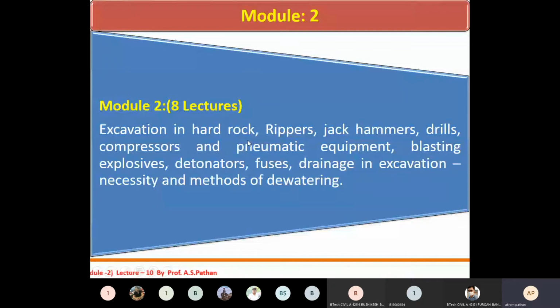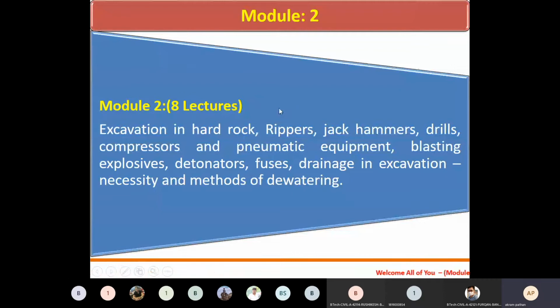The excavation in case of hard rock is a very tedious job, and we require certain modern equipment to excavate for certain kinds of civil engineering projects. So we require certain techniques and certain modern equipment. So these are the various methods, techniques and equipment we are generally going to use for excavation in a particular hard rock.